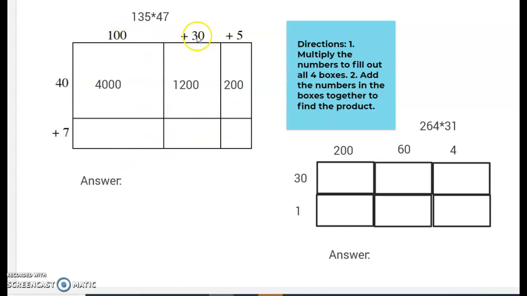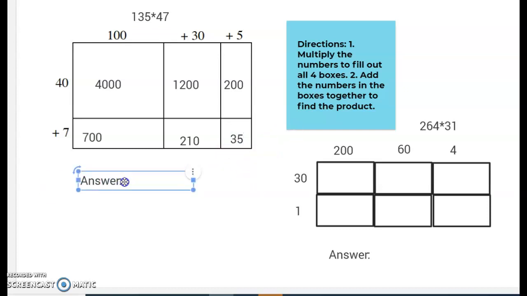Now we take these top numbers and we multiply them all by this 7. 100 times 7 is 700. So I would take my text box, 700. 30 times 7 is 210. So I would add my text box right there. And then 5 times 7 is equal to 35. So I would add my text box there.